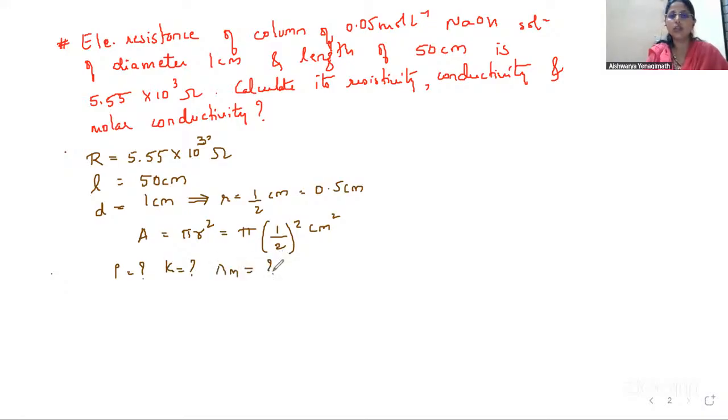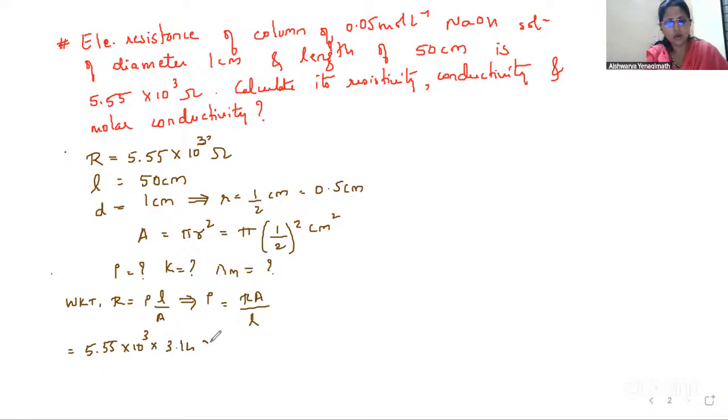Let's see everything in one numerical. We know that R is equal to rho into L by A. Using this, can I find rho, the resistivity? So rho is equal to R into A by L. Is that right? Substitute the values: 5.55 into 10 raised to 3 into the area, pi value 3.142 or 3.14 into 0.5 whole square, divided by the length, 50 centimeter. I'll keep everything in centimeters, since all are given in centimeters, that is not an issue for us.